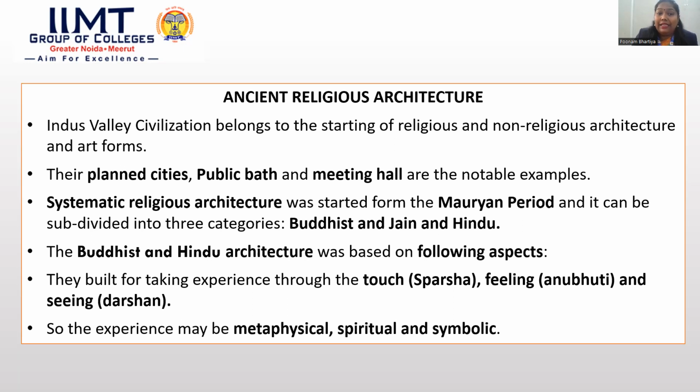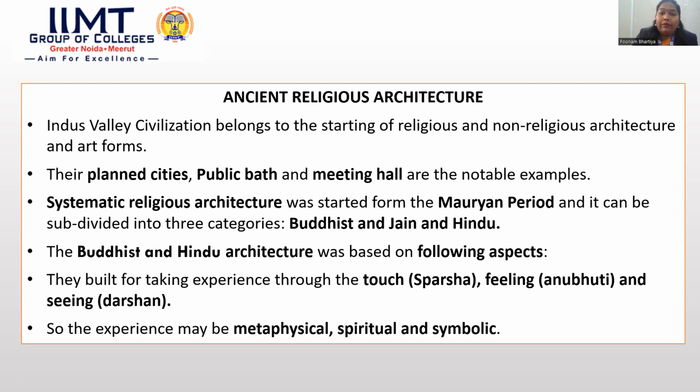Their planned cities, public parks, meeting halls, and other buildings are the notable examples. But the systematic religious architecture started from the Mauryan period, and it can be subdivided into three categories: Buddhist, Jain, and Hindu. And if we talk about the Vedic period, then we all know that it was a society based on a tribal type of economic and political system.